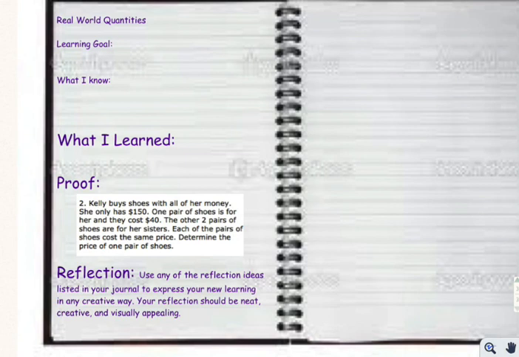So you're going to want to write an equation, and then you're going to want to solve it to figure out what the price of 1 pair of shoes is. Try not to do this problem without writing an equation. I know it's possible. However, there are going to be problems that come up that are more difficult that you're not going to be able to do without having an equation for. So we want to start practicing now.